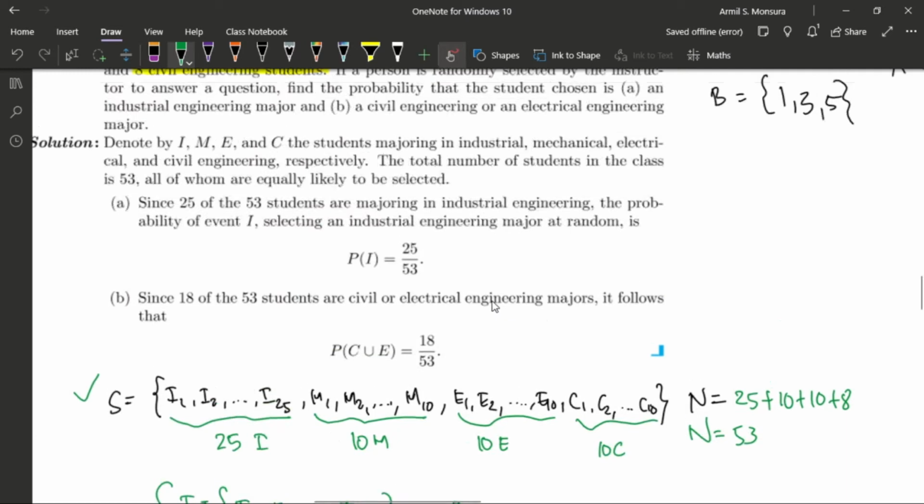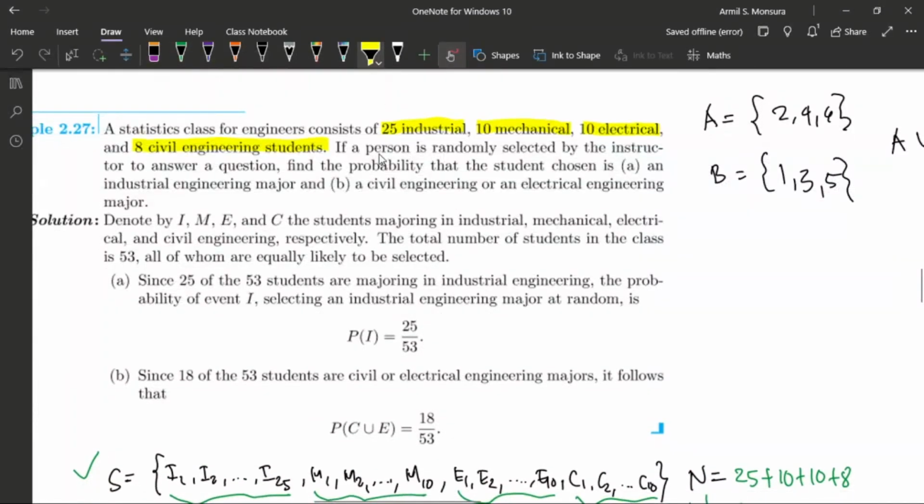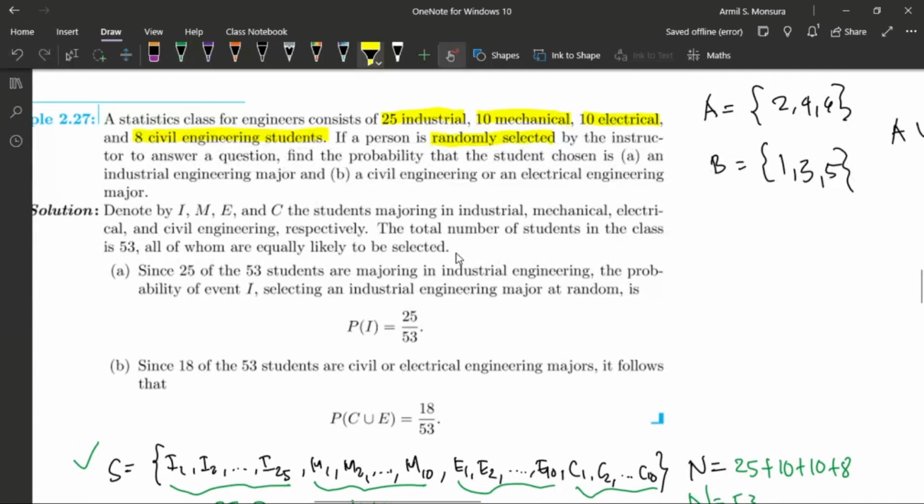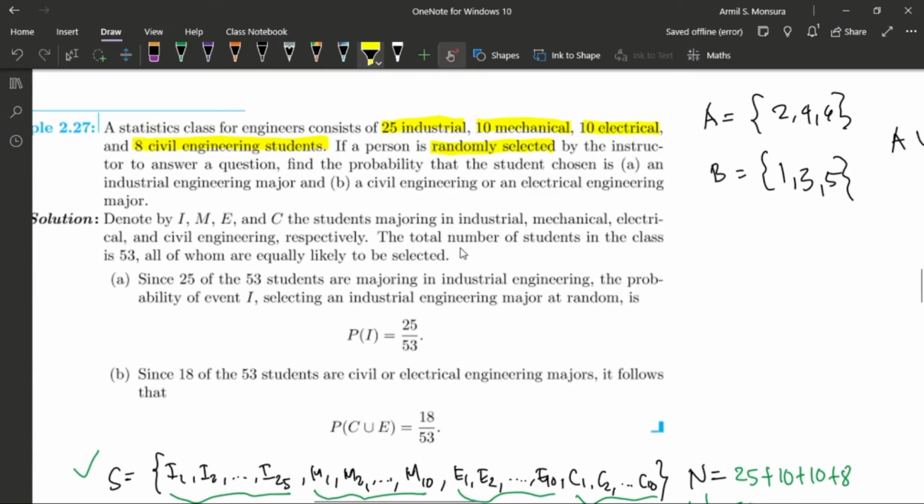Now, these are the questions. If a person is randomly selected, the keyword there is randomly selected. When you randomly select a student out of a class and have no bias in the selection, because it is random, this denotes an unbiased selection. And that leads to the scenario of equal probabilities.